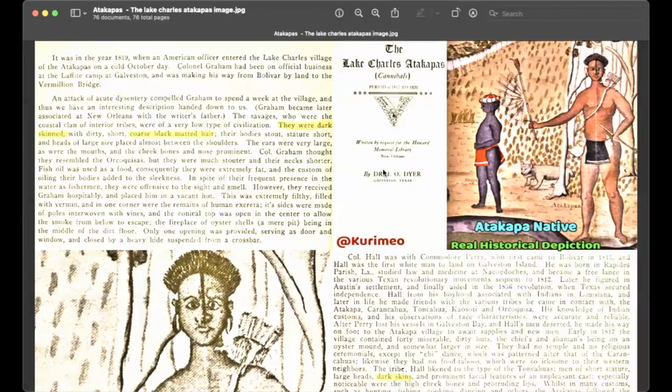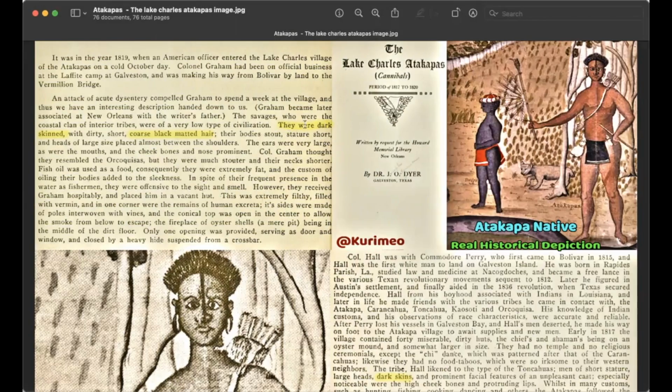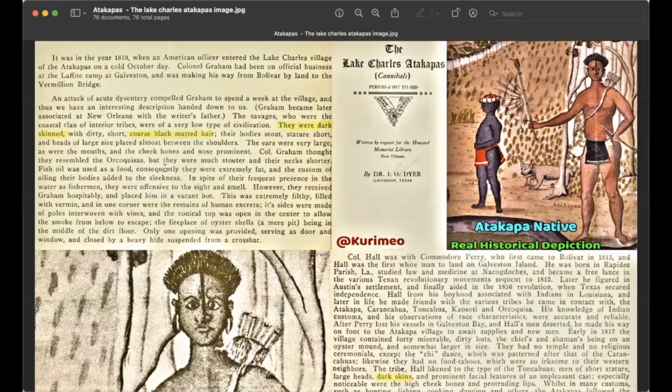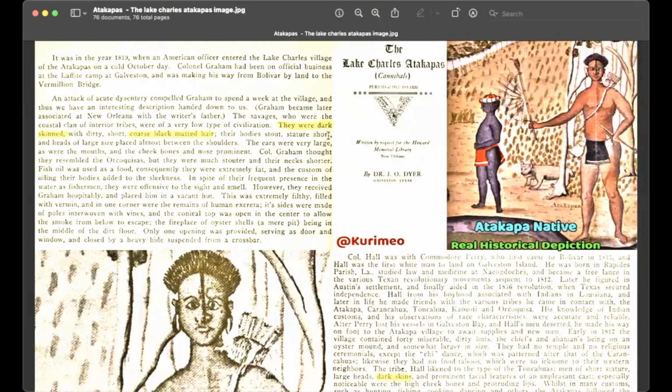Now, in regards to the Atacapas, he says here the savages who were the coastal clan of interior tribes were of a very low type of civilization. They were dark skinned, with dirty, short, coarse, black, matted hair, and they were dark skinned, okay? Their bodies stout, stature short, and heads of a large size placed almost between the shoulders. The ears were very large, as were the mouths, and the cheekbones and nose prominent. Colonel Graham thought they resembled the Orcoquisas, all right? So that's his description of them.